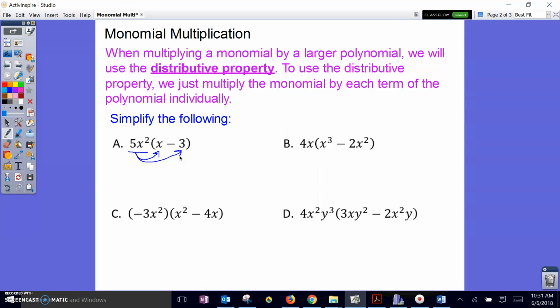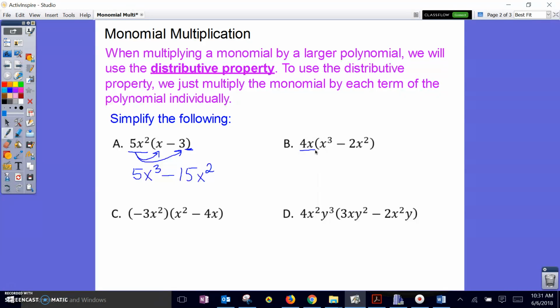So 5x squared times 1x, 5 times 1 is 5, x squared times x is x to the third. And then we keep this sign, since we were multiplying by a positive monomial, and multiply the numbers. 5 times 3 is 15, and there's no x here, so we just leave the same power of x that we have in our original monomial, and that ends up being 5x to the third minus 15x squared.